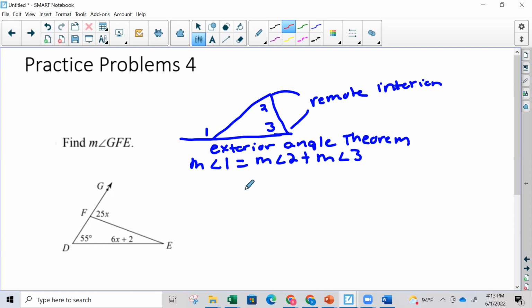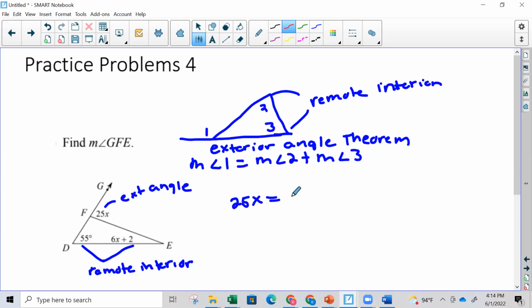So to set this up, it's kind of rotated, but this is my exterior angle. And then the two interior angles in the triangle that are not adjacent to it, not touching that angle, are the remote interior. And so 25x, that exterior angle, is equal to the sum of these remote interior. So 55 plus 6x plus 2.